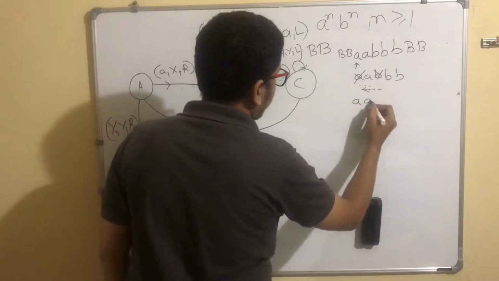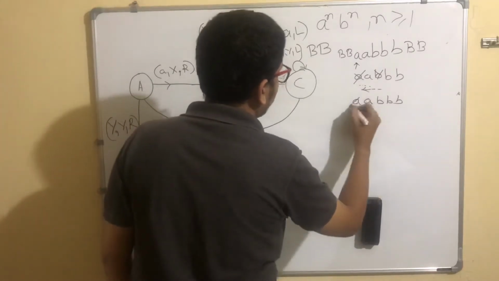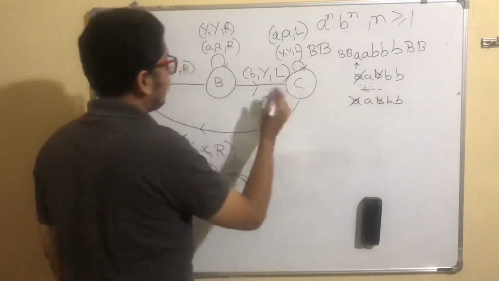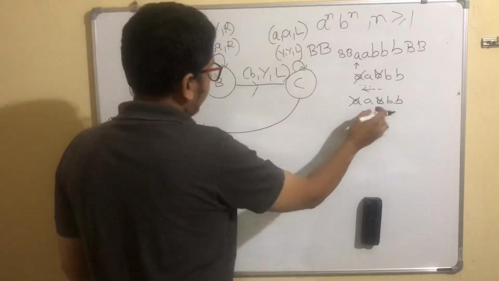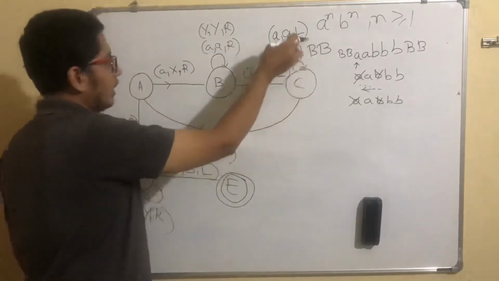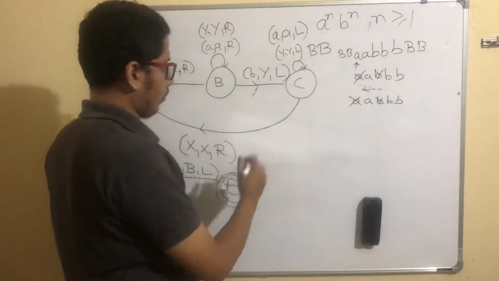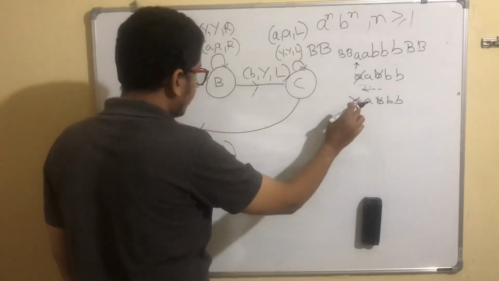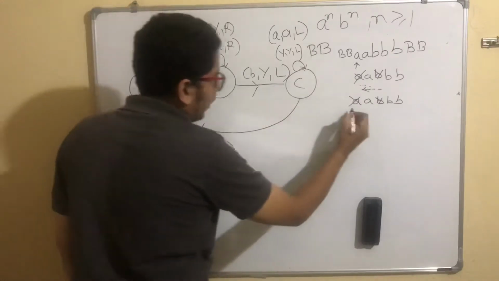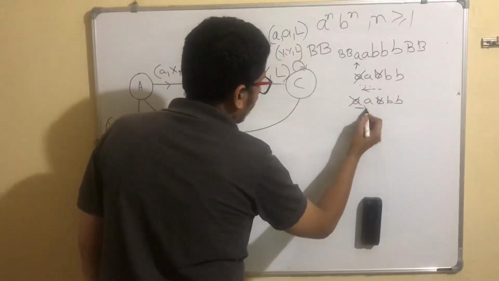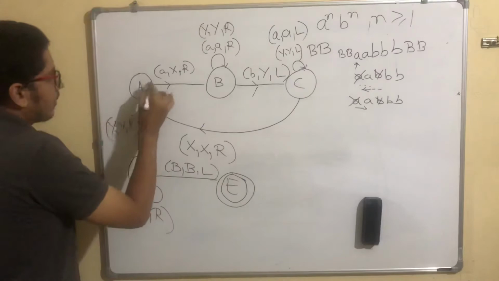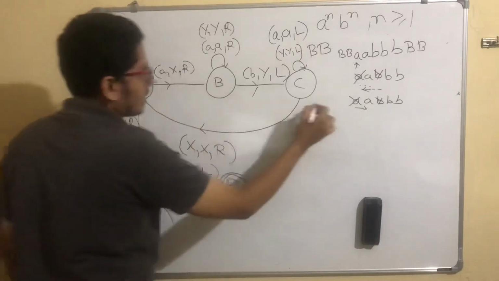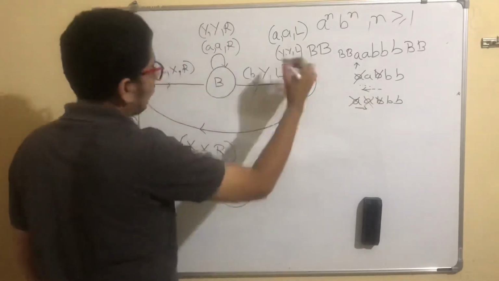So now a b b b. So it has started moving left. On the way it can have any number of y's, it will move left. There can be any number of a's, it will keep on moving left. So when it sees the first x, it will keep it as x and start moving right. Now it will come here. Now it has seen a, it will make it as x, move right.